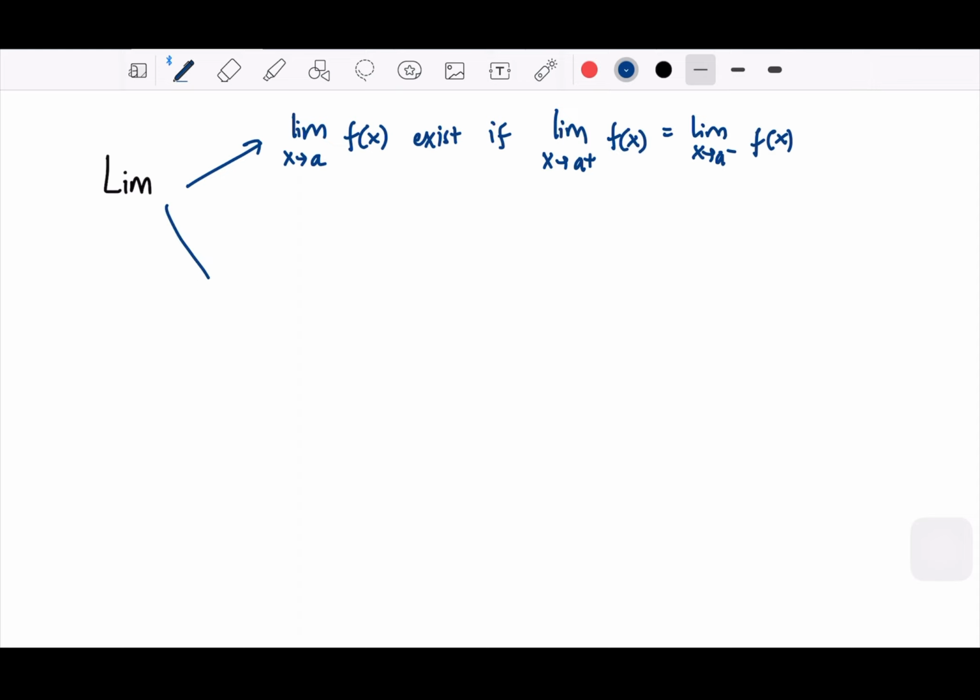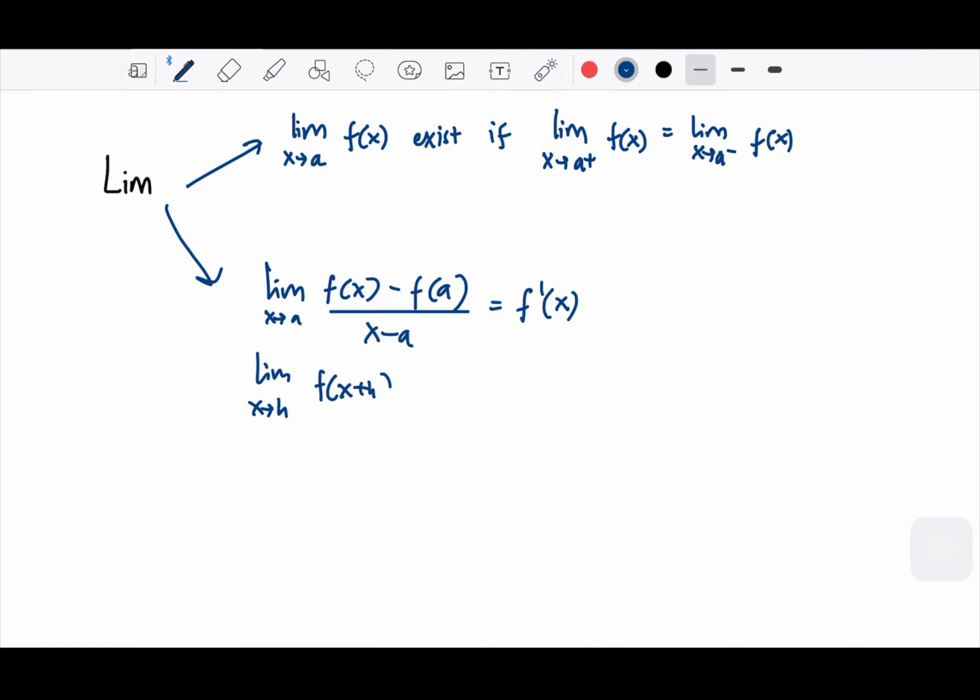Okay, and from limit we can also relate it to the definition of derivative. Okay, or we can say that it's okay.